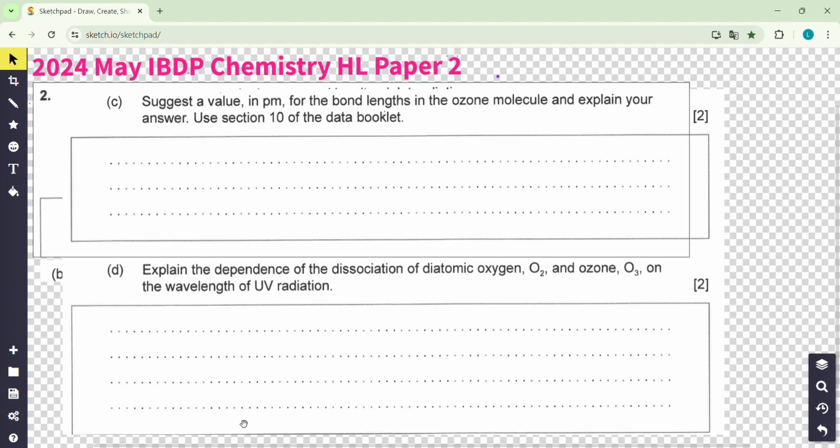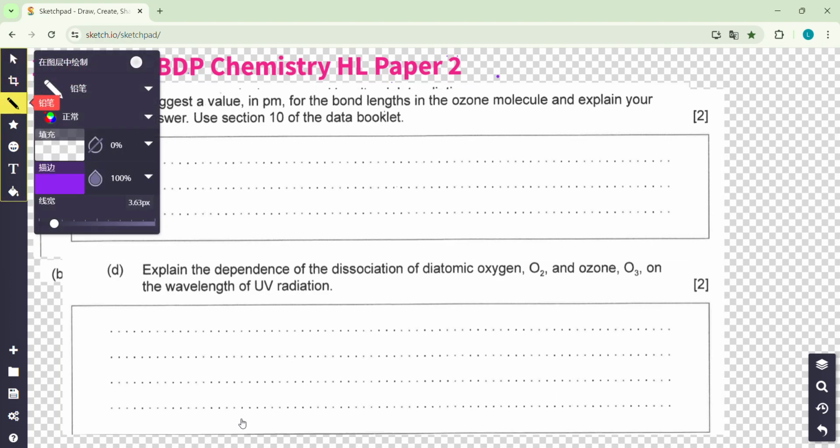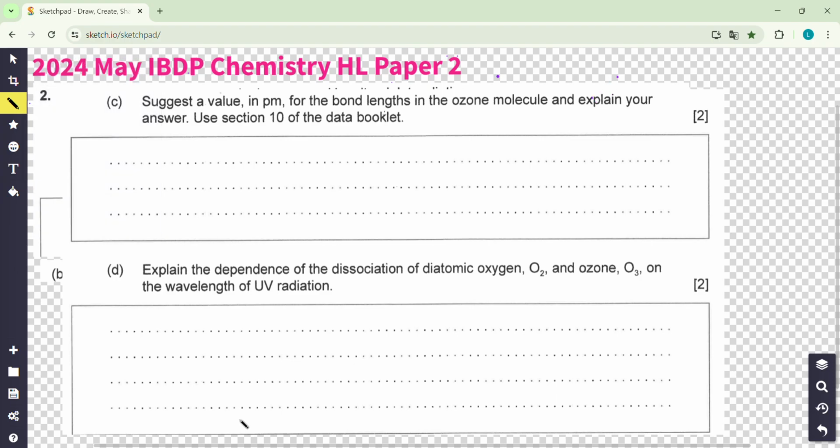Next one, about C and D. Look at the data booklet and find out the ozone molecule's bond length. You remember it is a resonance structure. It should be a mixture between single and double bond, in between them or something average. So the data booklet says 148 picometers, and this one is 121. Maybe take the simple average of them. You guess, just estimate. I would give you 135 picometers.